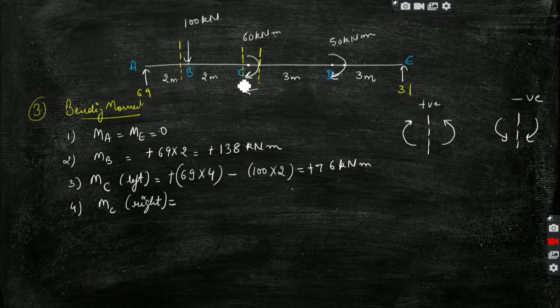So the bending moment here will be 69 into 4 minus 100 into 2, the same due to the same forces, and another clockwise moment. The clockwise moment is taken positive, having a value of 60. So this will come to 136 kN·m.